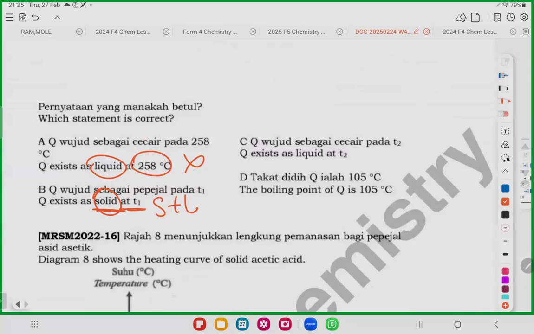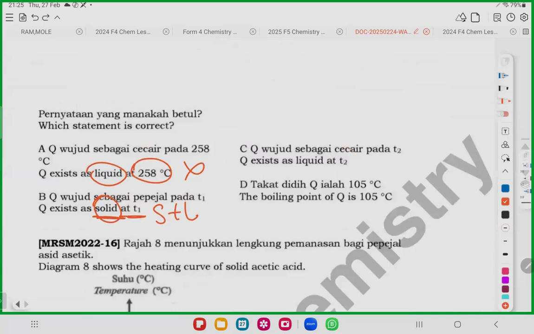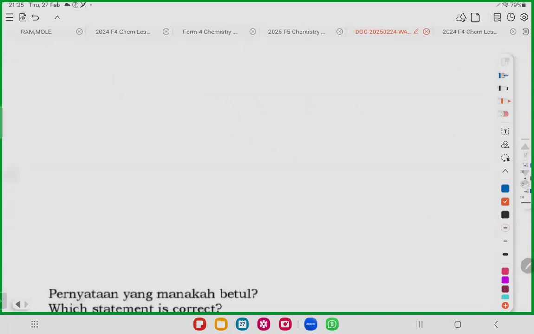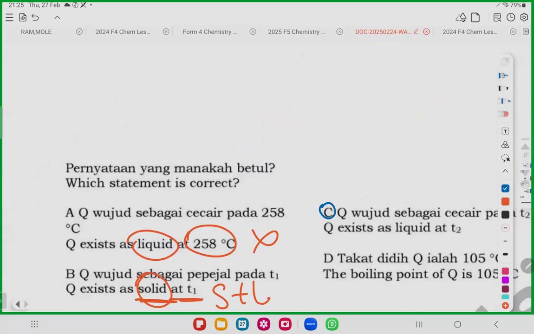C. Q exists as liquid at T2. T2, you have liquid. T2, where are you? T2 is here. It is the last point of melting. The melting ended. So common sense. When melting ended, all the solid melted, all the solid became liquid. So it's only liquid. So it makes sense. So answer C looks good to me.